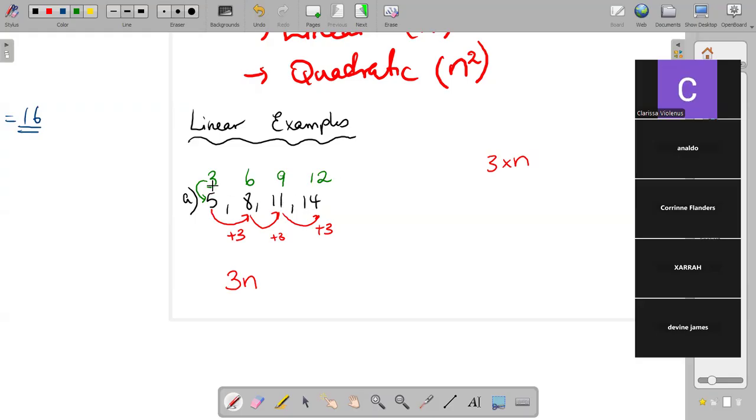Now, how do I go from 3 to 5? It can't be minus if you're getting bigger. So instead of minus 2, what is the pattern happening here, everybody? How do I go from 3 to 5? How do I go from 6 to 8? How do I go from 9 to 11? How do I go from 12 to 14? And what do we notice? The same thing, plus 2, plus 2, plus 2, plus 2. So that means, what is our overall formula? 3n plus 2.